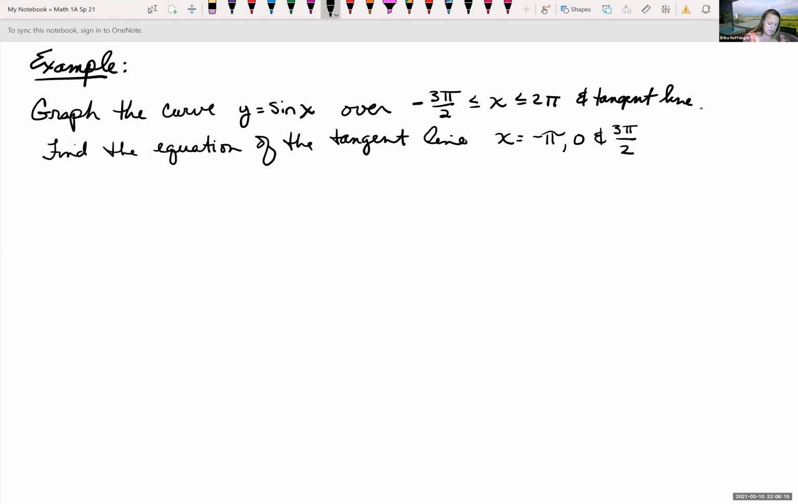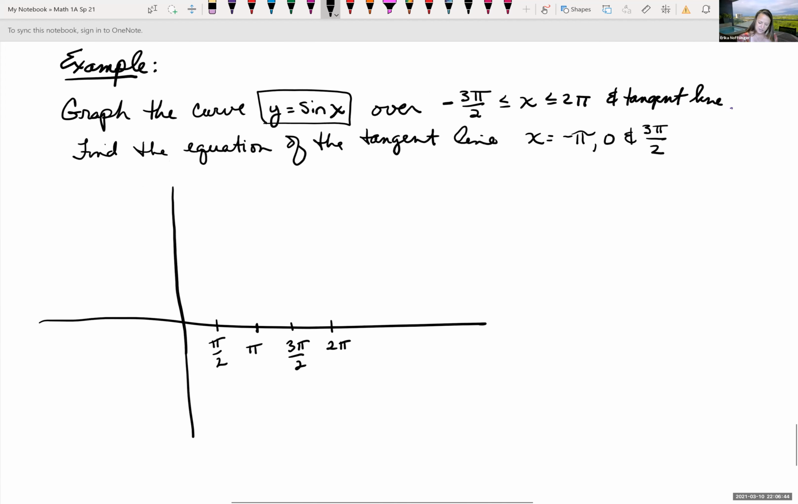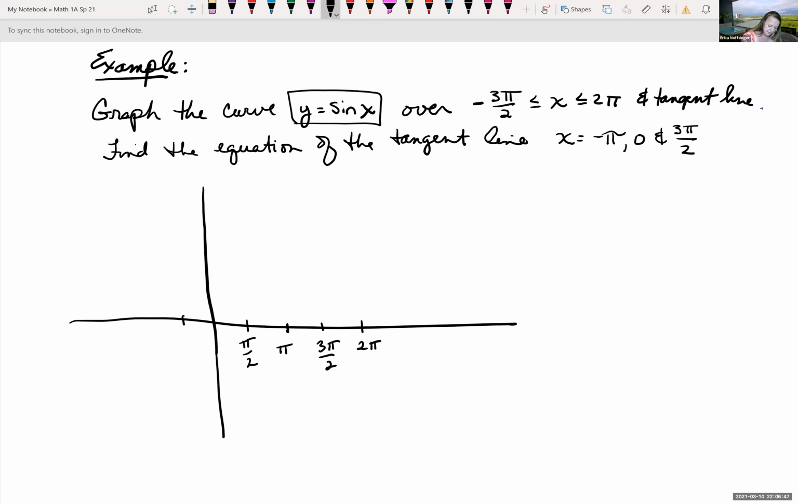We're running low on time, so I'm just going to do as much as I can, but let's first graph it. Let me put in my intervals, and it helps me. This is sine of x. There's no phase shifts, there's no stretching. So let me do my intervals of my quadrantal angles: pi halves, pi, 3 pi halves, 2 pi. If I went in the other direction, this would be negative pi halves, negative pi, negative 3 pi halves.